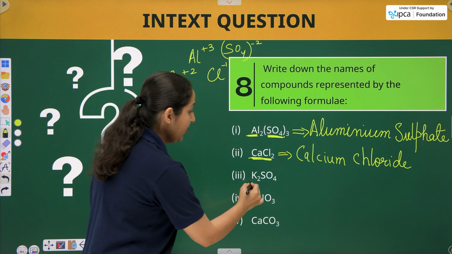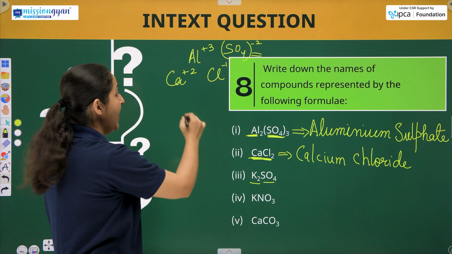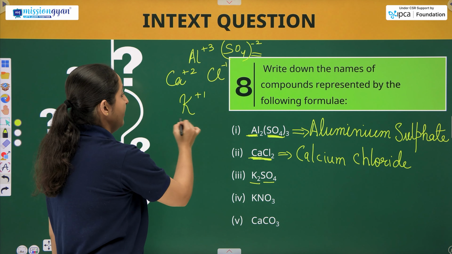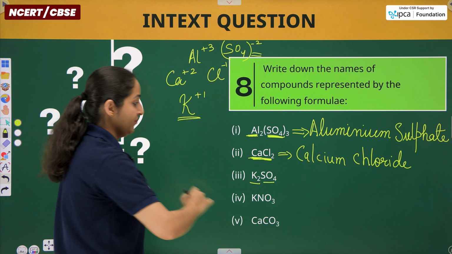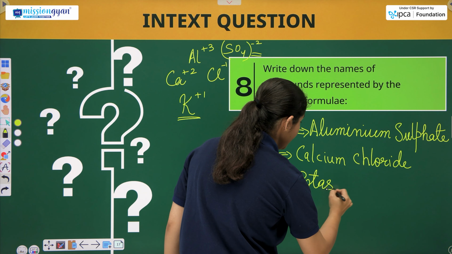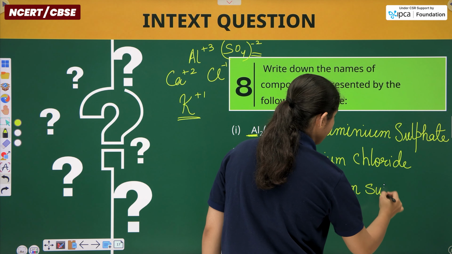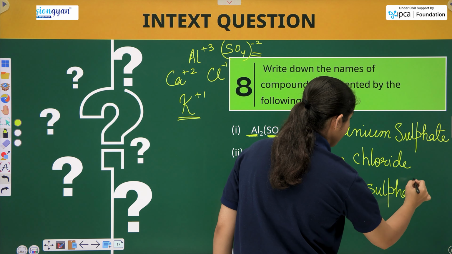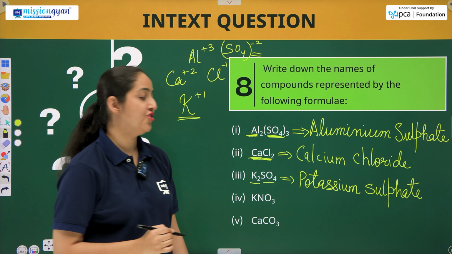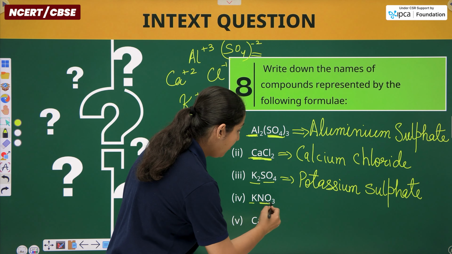Got it? Now, K2SO4. Now, SO4 again, this is sulfate ion. And K, this is potassium. So, that means this is potassium sulfate. Potassium sulfate. And finally, we have again KNO3.